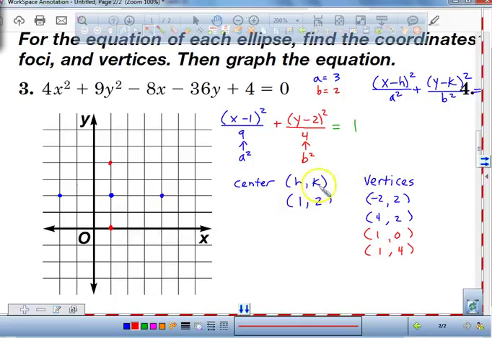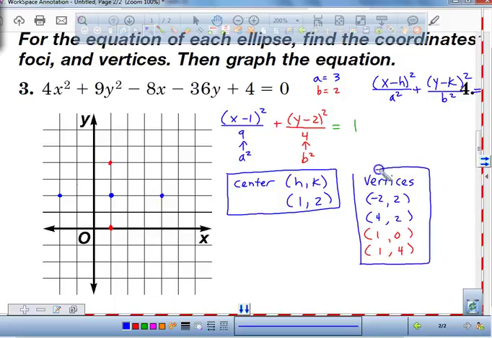By the way, this is one of your answers, everybody. This is the center. That's one of the answers I've required you to write down. The other answer right here, these are your vertices.